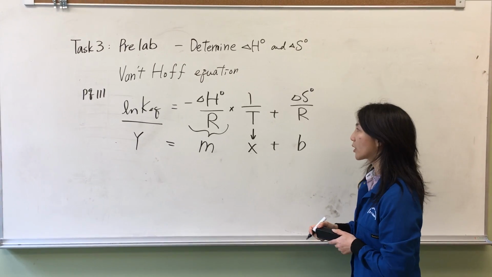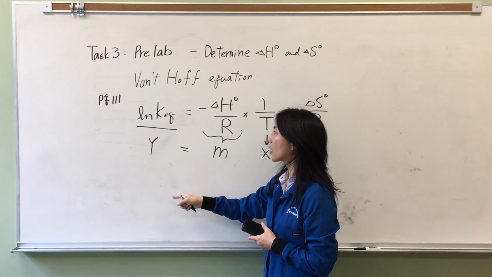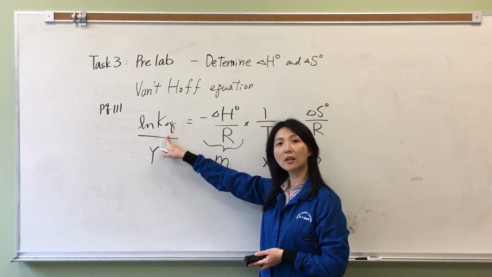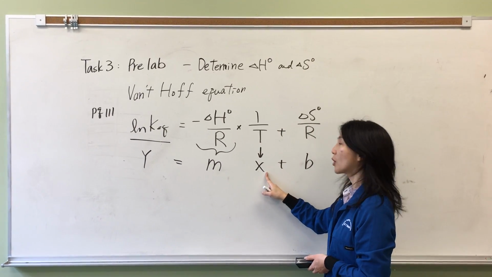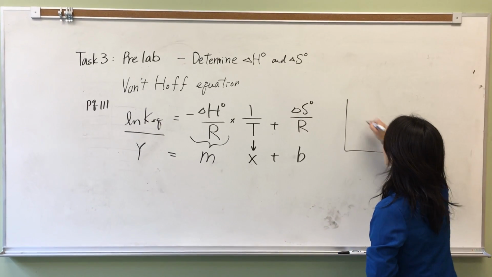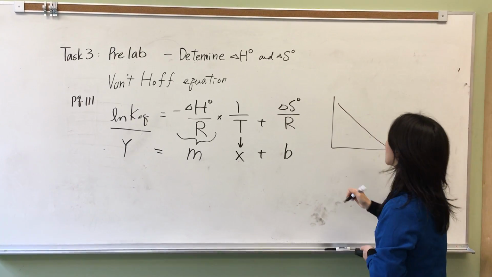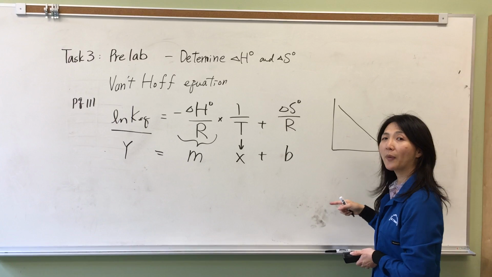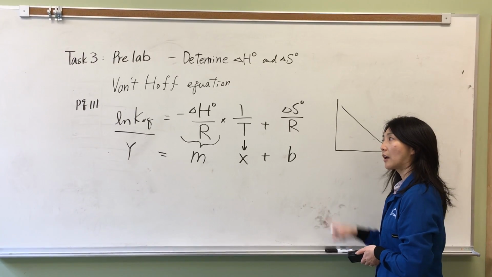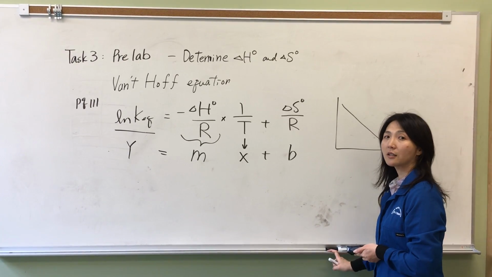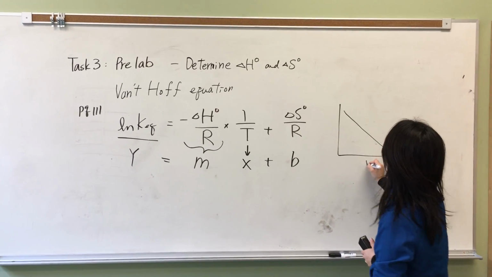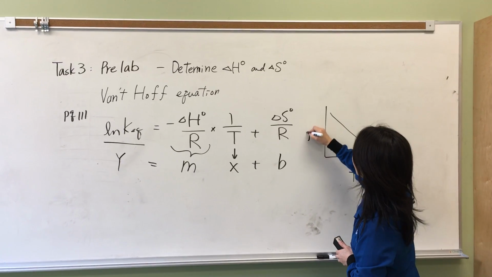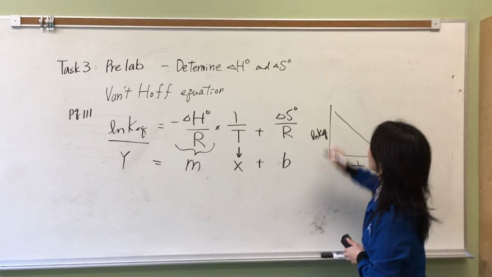Our goal is to plot the data, ln KQ versus 1 over temperature, and it's going to give you a straight line. The slope is positive or negative depending on the delta H, whether the reaction is exothermic or endothermic. So here we have 1 over temperature and ln KQ.